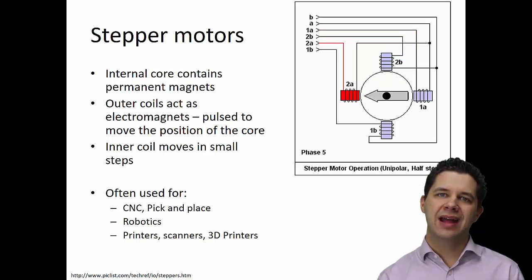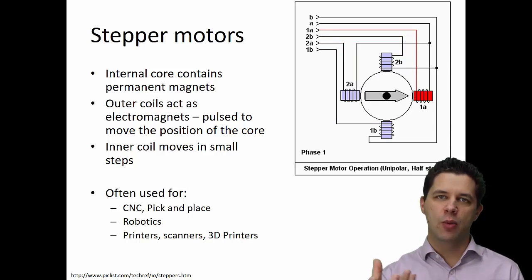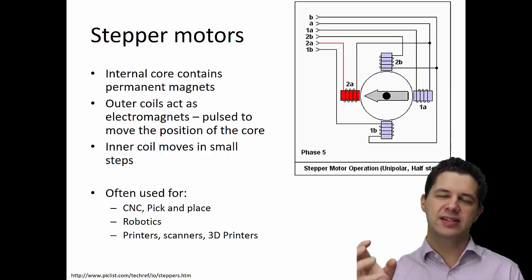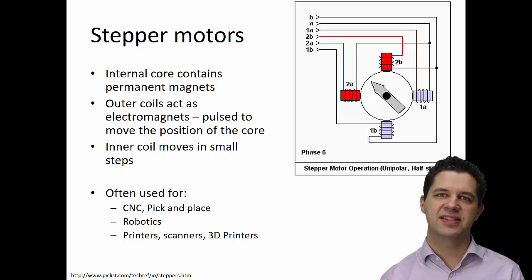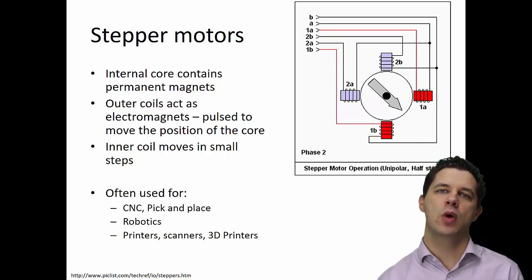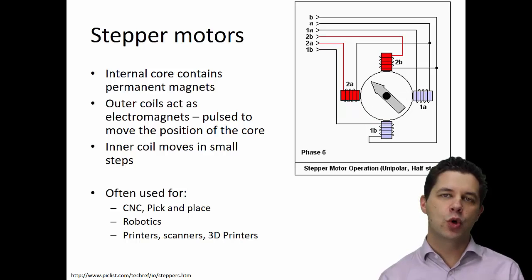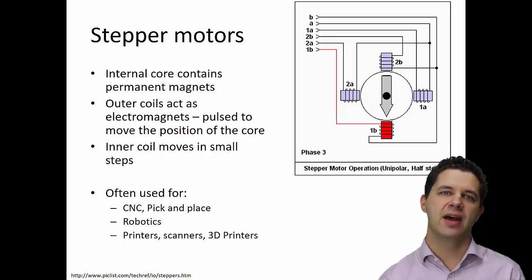And we do that in a stepwise sort of motion. So each time we do it, we increment a step at a time, a step at a time, a step at a time. We can also do half steps and quarter steps and micro stepping as well by energizing multiple coils at different times and by different amounts.